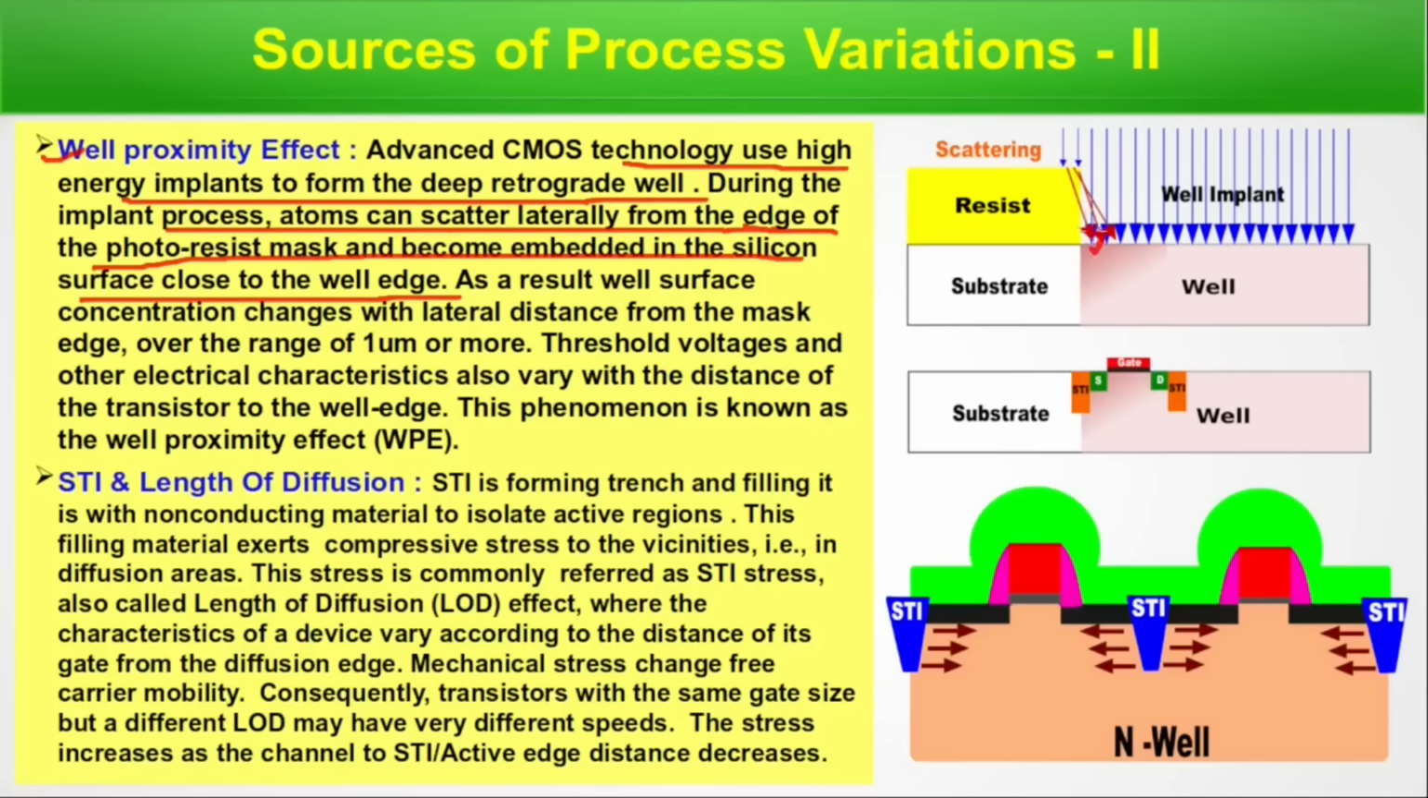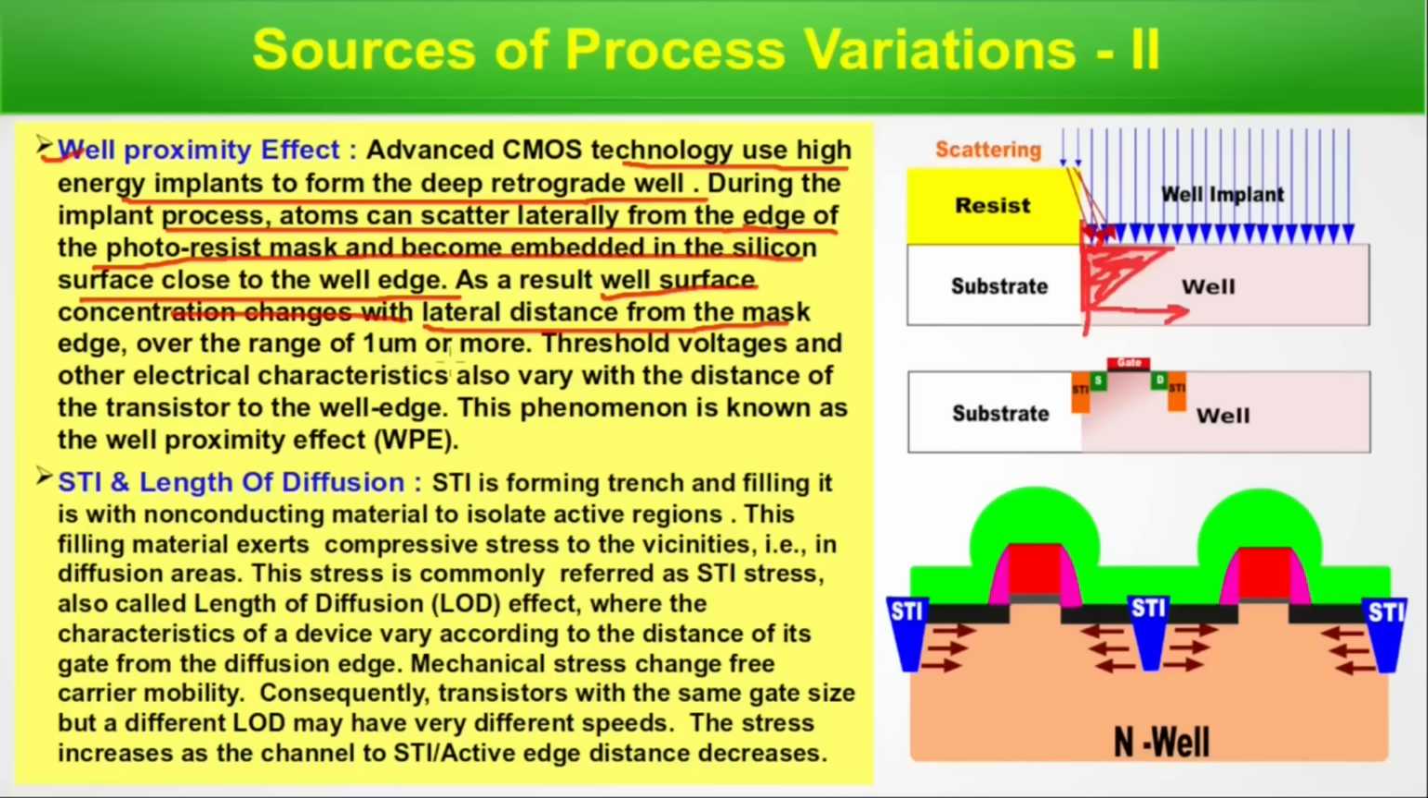Vertically also coming and scattered also coming. So here the effective density became higher. We have tried to show it with color shading. As a result, well surface concentration changes with lateral distance from the mask edge. This is the edge of the mask. From here, this density changes because here the implant is coming from the vertical direction and the scattered implant is also coming. So in this zone the concentration is higher.